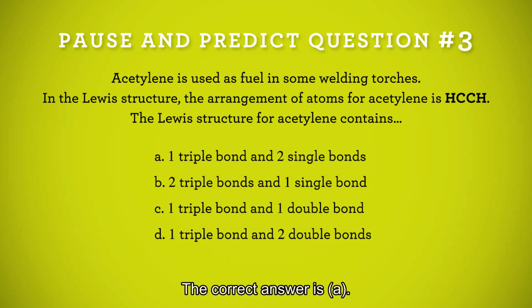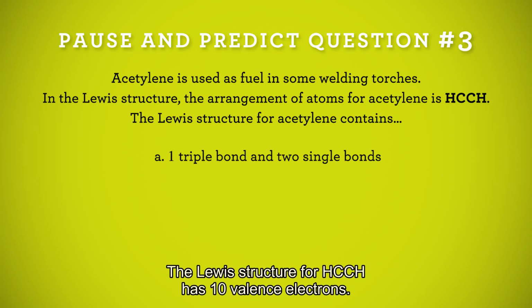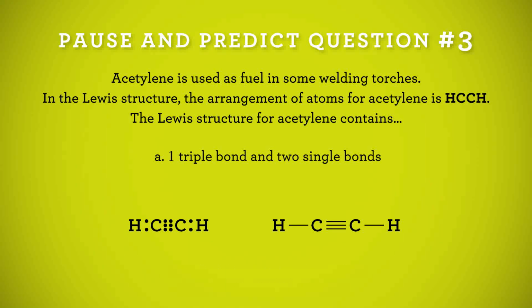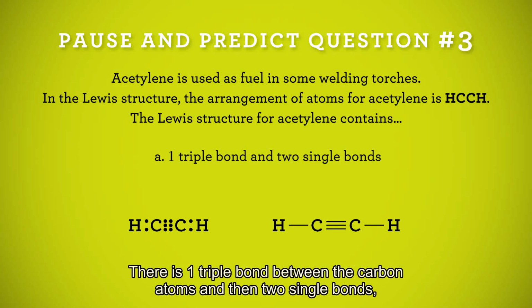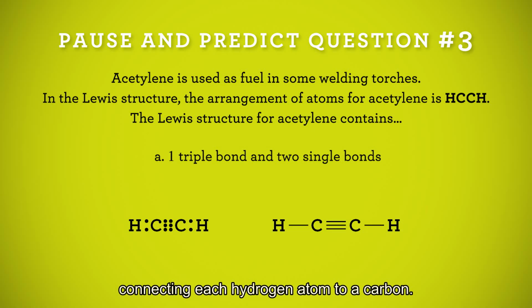The correct answer is A. The Lewis structure for HCCH has 10 valence electrons. There is 1 triple bond between the carbon atoms and then 2 single bonds connecting each hydrogen atom to a carbon.